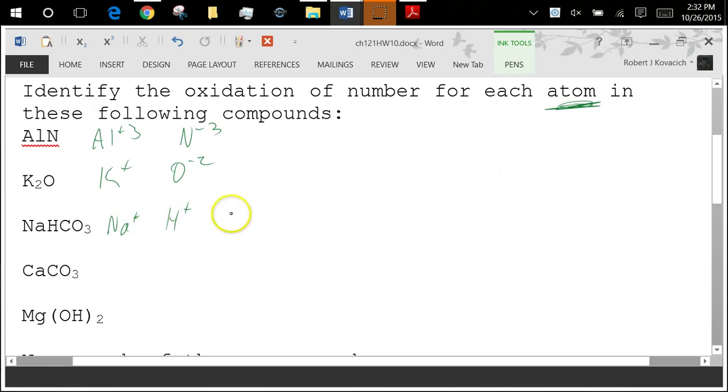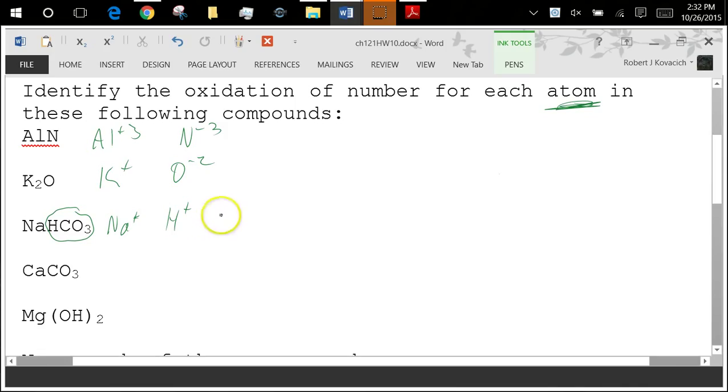Why? This is tough. It's paired with the metal. Say again? It's paired with the metal. No. The answer to paired with a metal is -1. Oh, non-metal. It's paired with a non-metal. How is it paired with a non-metal if I just said sodium? Because that's a polyatomic ion. So the H is with the CO3, not with the Na.